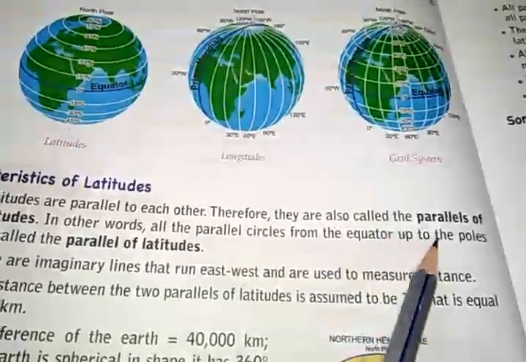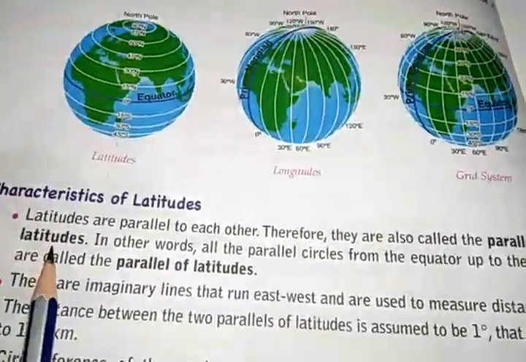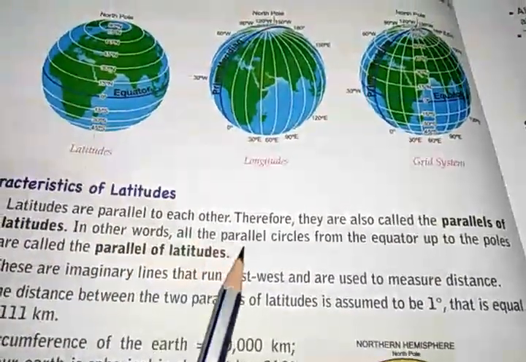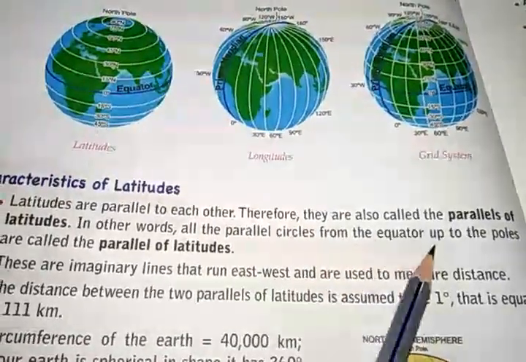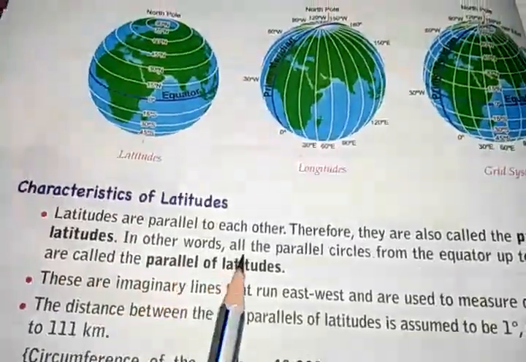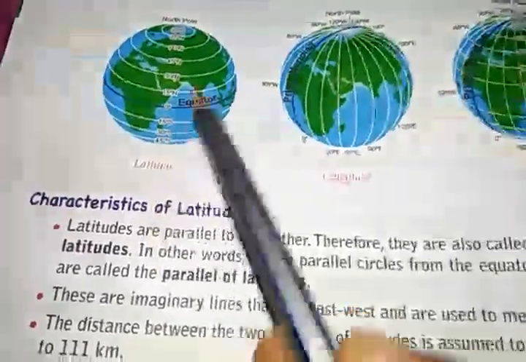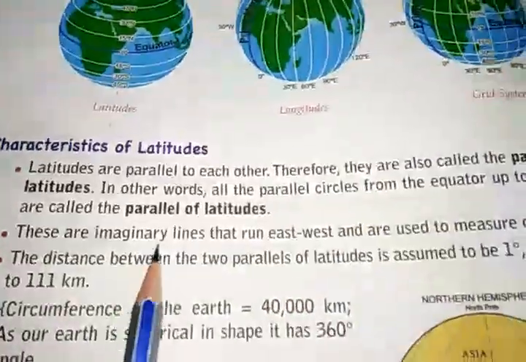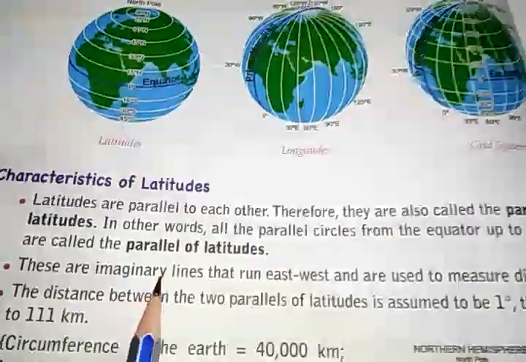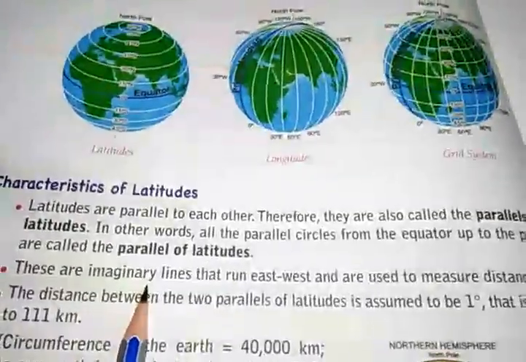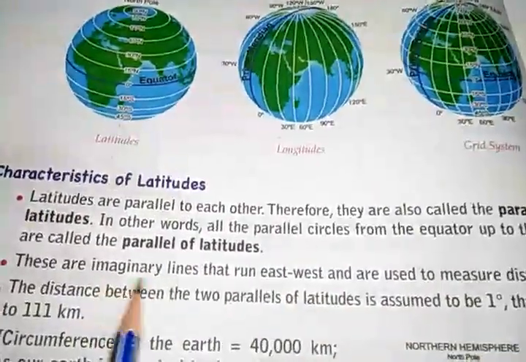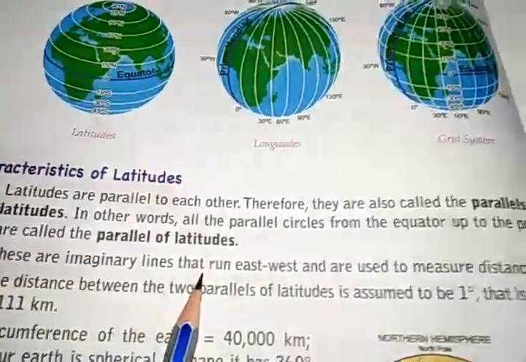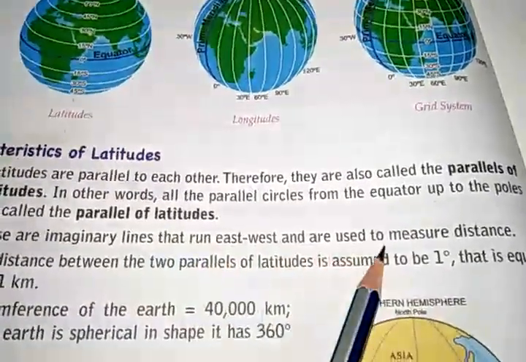Therefore they are also called the parallels of latitudes. That is why latitudes are also known as parallels of latitudes. In other words, all the parallel circles from the equator up to the poles are called the parallels of latitudes. Understood? Then these are imaginary lines. That is, on the earth these lines do not exist, but we have made these lines on globes or on maps. So these are imaginary lines that run east west and are used to measure distance.